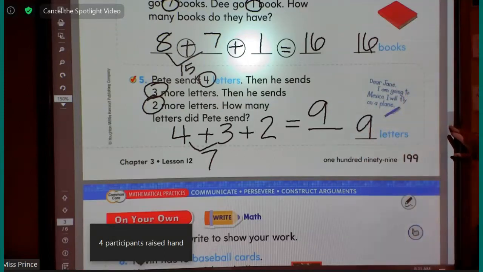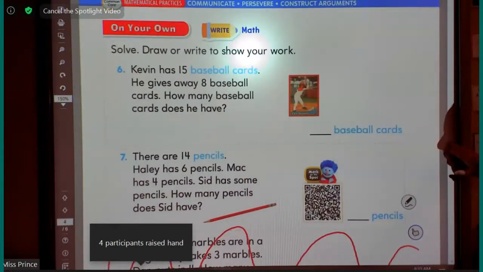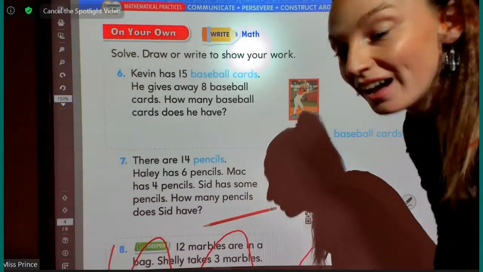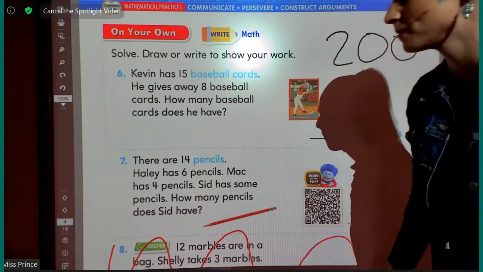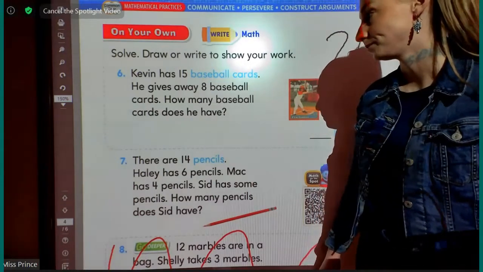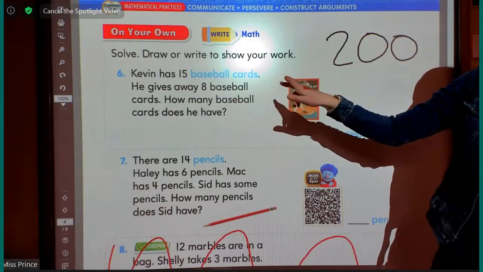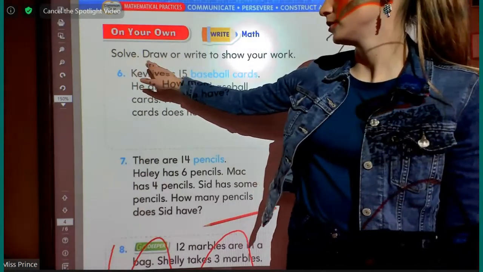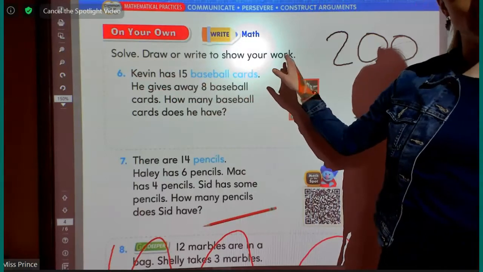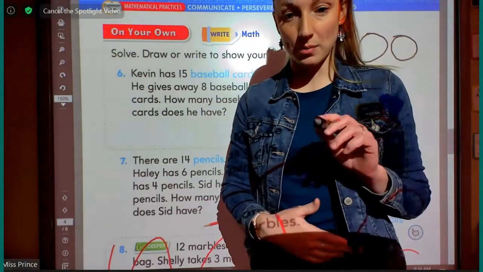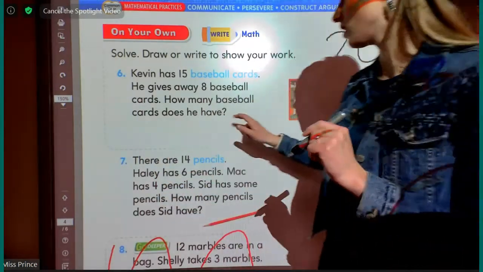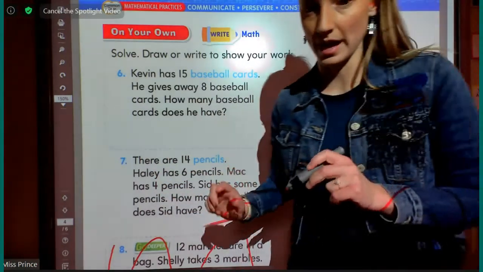That was the last problem on that page. We are on page 200. Wow. We are on page 200. Okay. This one says solve, draw or write to show your work. So we're going to be drawing pictures to match our story problem, and then we're going to solve it by writing out the equation, okay?